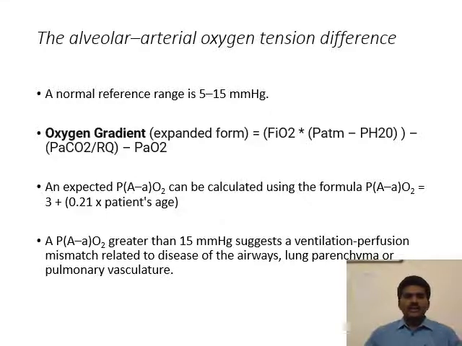An alveolar-arterial oxygen gradient greater than 15 mm Hg says ventilation perfusion mismatch related to disease of the airways, lung parenchyma, or the pulmonary vasculature.